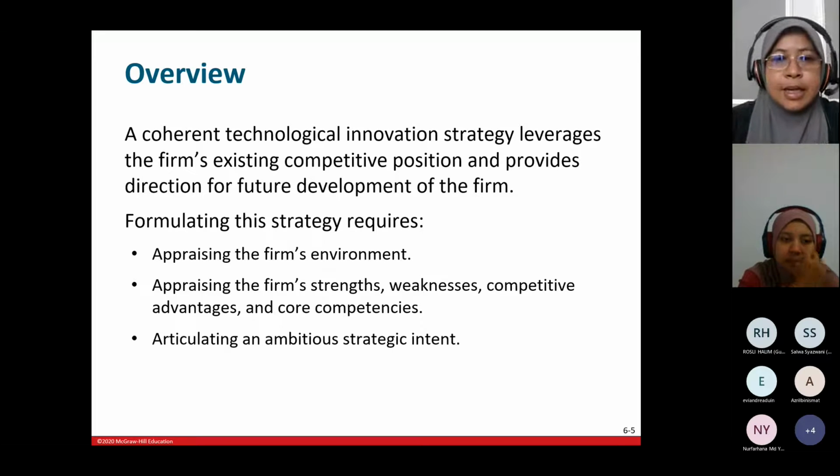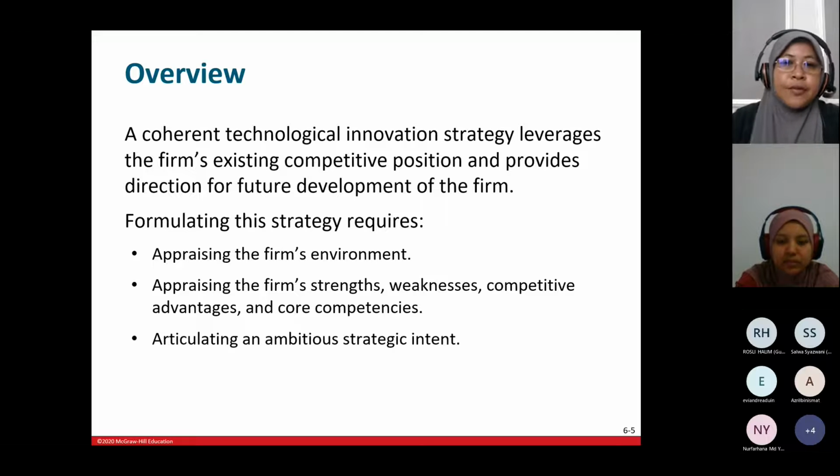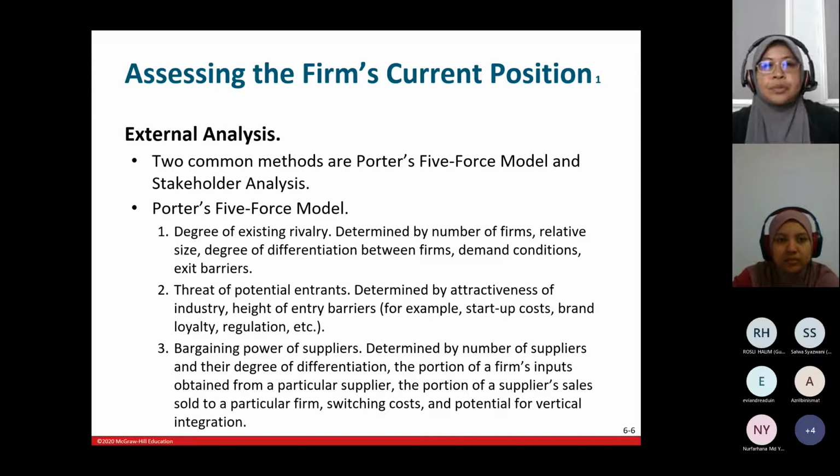Okay, formulating this strategy requires appraising the firm's environment, appraising the firm's strengths, weaknesses, competitive advantage, and core competency. And the last one is to articulate an ambitious strategic intent. So these are things that the company must know, the first thing they have to do before they decide on the perfect timing to join the industry.